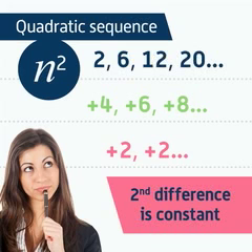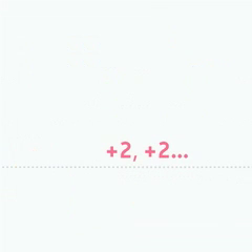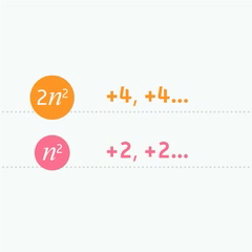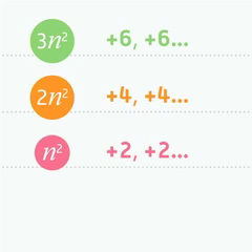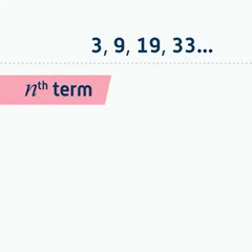It's important to know the rules when looking at differences of quadratic sequences, and these must be learnt. If the second difference is 2, you start your nth term with n squared. If the second difference is 4, you start your nth term with 2n squared. If the second difference is 6, you start your nth term with 3n squared. So let's deduce the nth term of the following sequence: 3, 9, 19, 33.